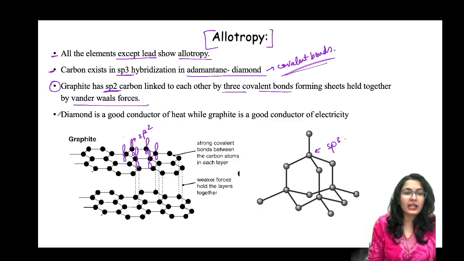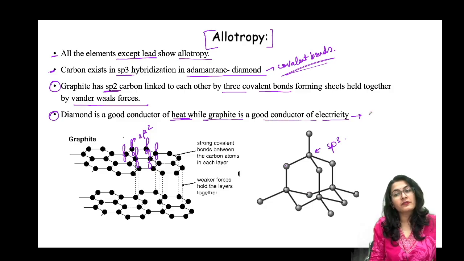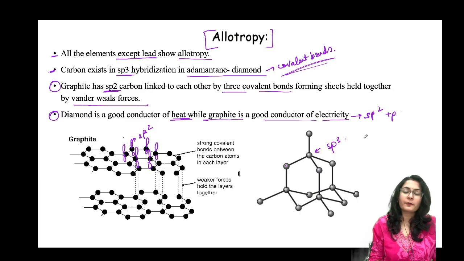All those electrons are going to move around the whole of the graphite structure, making it a good electricity conductor. So diamond is a good conductor of heat because these carbon atoms can just vibrate on their own position. They cannot move around. While graphite is a good conductor of electricity because of the sp2 hybridization and plus 1 p electron. All right, let's move onwards.